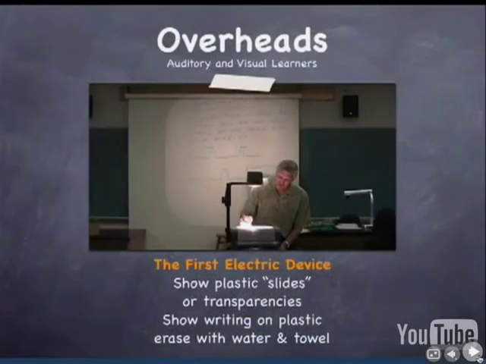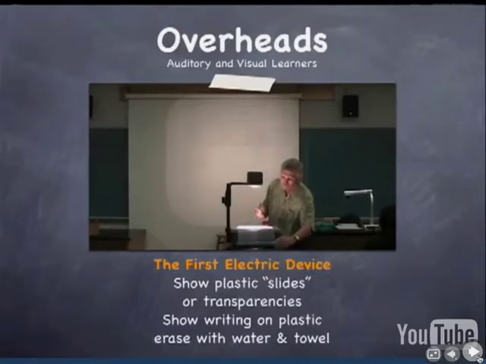Then came overheads. After blackboards became profuse, the first electrical, not electronic, device was the overhead projector. The main benefits of the projector was that transparencies could be made in advance, and they could be stored and used again and again. The plastic could also be printed on a laser printer and then written on with markers that can be washed off and reused.